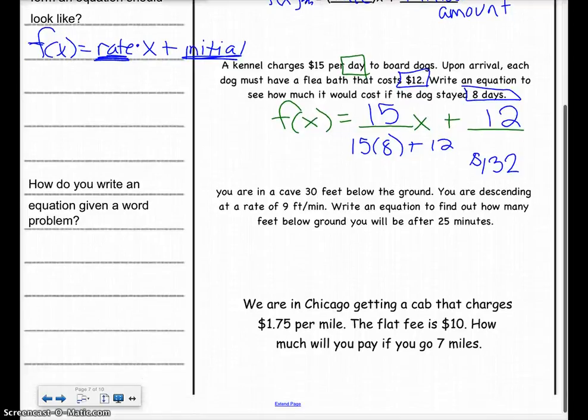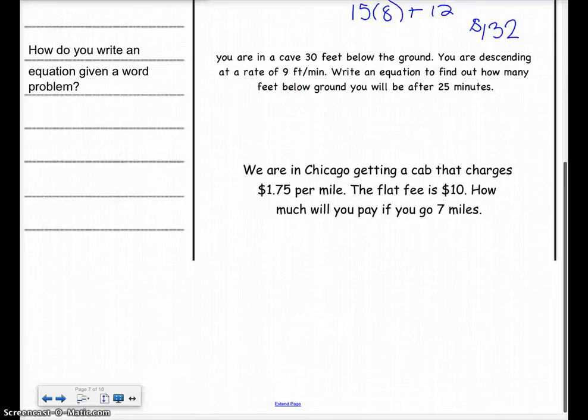All right, next one. You are in a cave 30 feet below the ground. You are descending at a rate of 9 feet per minute. Write an equation to find out how many feet below ground you will be after 25 minutes. So here's what I know. F of x, same thing though. F of x is equal to something times x plus something. It will always look like that. The rate goes first. So what's my rate? 9 feet per minute. But it's not 9.